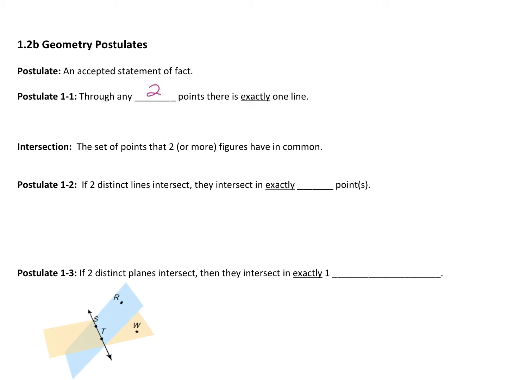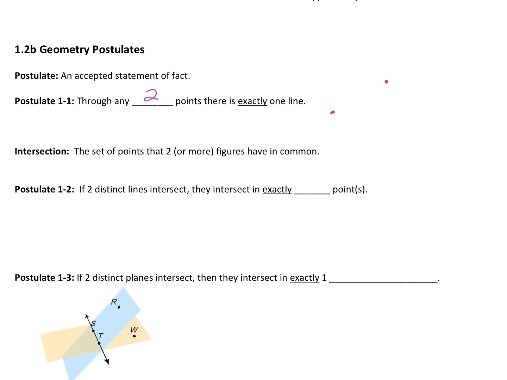If I were to put 2 points on my paper here, the only line that I can draw through those 2 points is this one here. Oh, not that one. Should have put my points closer together. We got it. Through any 2 points, there's exactly one line every single time.